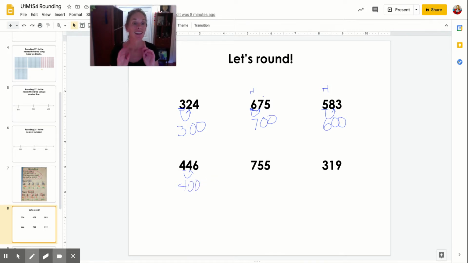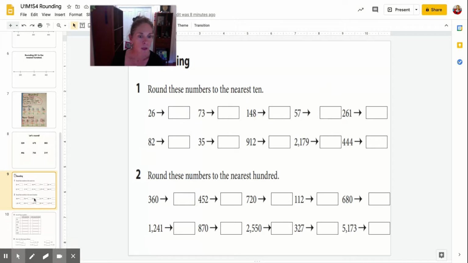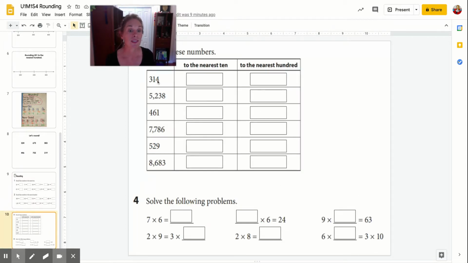All right, this is all going to go away, and you're going to work on this slide. So you work on slide 8, and then you are going to work on rounding. It's actually just one page, page 81 in your student book. I'm not going to make a separate video for how to do this because we just went over it. Round these to the nearest 10. Read the directions. Make sure you read the directions. Round these to the nearest 100. Round this to the nearest 10 and to the nearest 100.